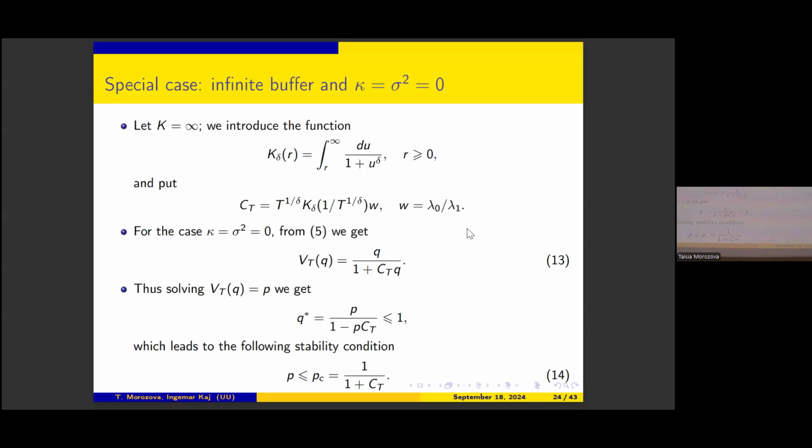So we get this equation, and in the special case when kappa and sigma are 0, you can get some explicit expression for Q star, which looks like this. However, Q has to be less than 1, and this leads to another restriction on P. So P has to be less than some critical value, and in this case, it's just this simple fraction. Unfortunately, only for this simple case we managed to get this condition in closed form.